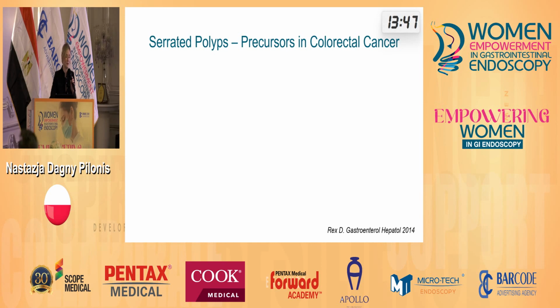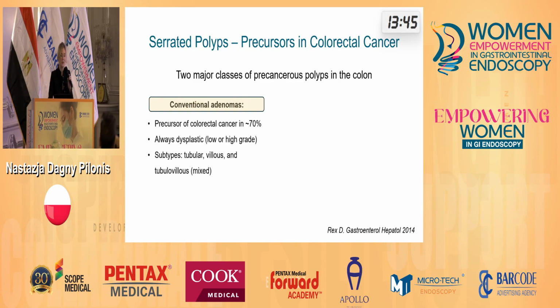Okay, so importance. Do we have to care about serrated lesions? Let's compare them with something that we are all very familiar with: adenomas. We know that adenomas are precursors of colorectal cancer in 70%. They're always dysplastic by definition. They have low-grade dysplasia, high-grade dysplasia, and different subtypes like tubular, villous, and tubulovillous.